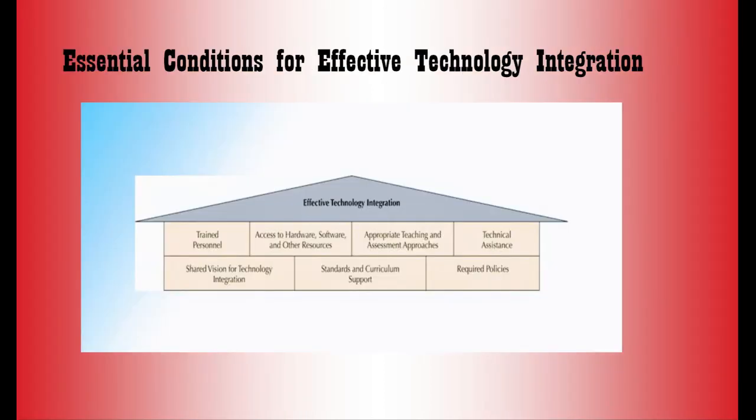Essential conditions for effective technology integration are like a building that needs a strong foundation. To sum up, none of these functions must be broken because in them lies the capability to become effective technology integration. It cannot stand alone without the cooperation of every function and characteristic.